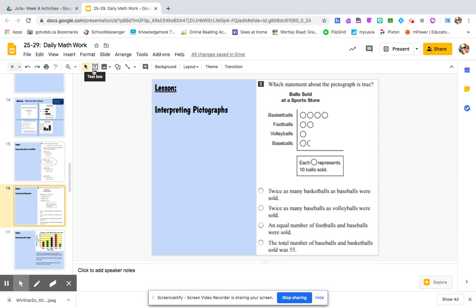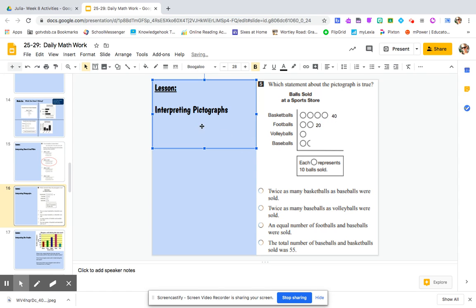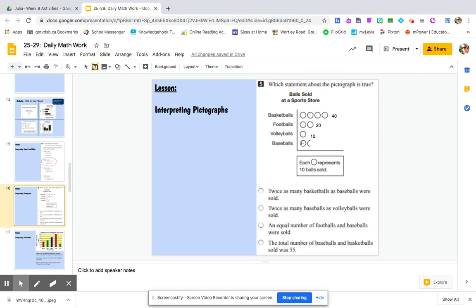Let's go ahead and mark this up a little bit so we can see how many are in each. If I go ahead along to count basketballs, then there would be 10, 20, 30, 40. So for basketballs, I would type in 40 basketballs. Let's go ahead and count in footballs. Footballs 10, 20. So I can go ahead and type in 20 footballs. For volleyballs, there's just 1, which would represent 10. And last but not least, baseballs. Let's write that in. Again, 10 and 5 more.